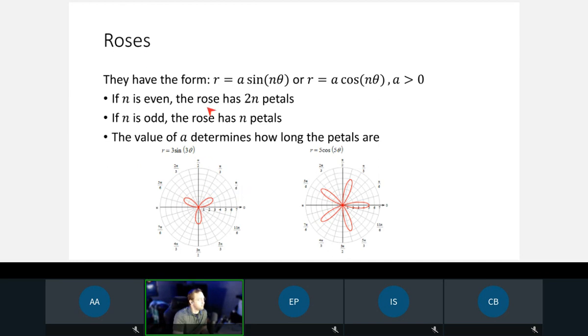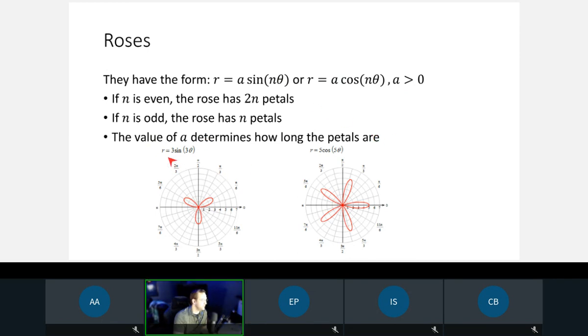Now we're going to have 2 types. And by the way, the rose's equation is r equals a sine of n theta, or r equals a cosine n theta. It doesn't really matter which one. You're going to create a rose. But what does matter is the a value, your amplitude, like in a regular trig function, sine, cosine, or the other ones. A determines how long your petals are.